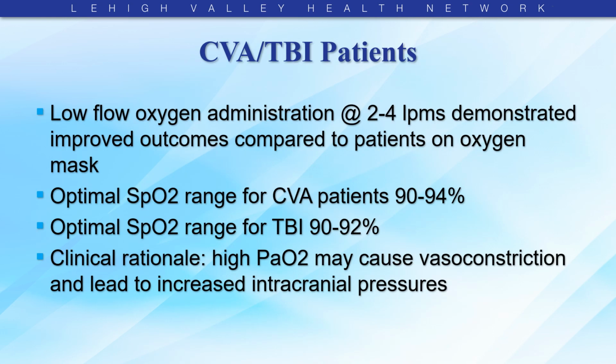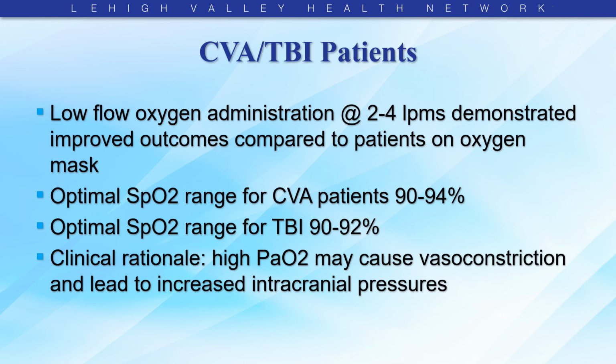Interestingly, in head injured patients, CVAs, traumatic head injury patients, low flow oxygen improves outcomes compared to patients that are placed on an oxygen mask. So for these patients, it's better to give basic cannula therapy. Optimal range is 90 to 94% for CVA patients, 90 to 92 for traumatic head injured patients. And the rationale is that high PO2 may cause vasoconstriction and may lead to raised intracranial pressures.